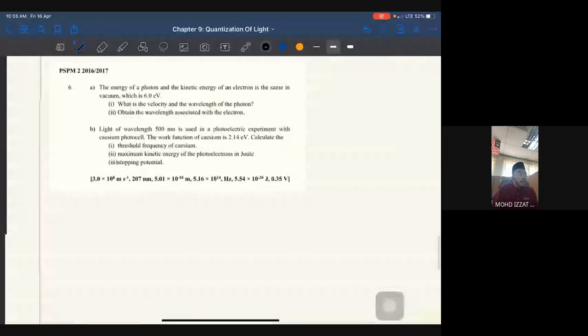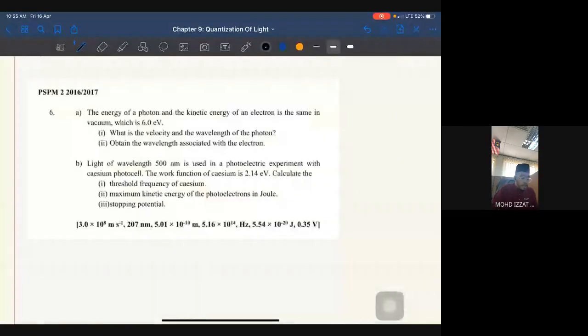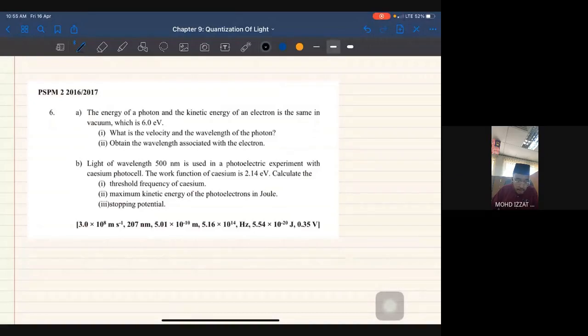Okay, now maybe we can try to do question number 6A. The energy of a photon and the kinetic energy of an electron is the same in vacuum, which is 6 electron volts. What is the velocity and the wavelength of the photons? And obtain the wavelength associated with the electron.